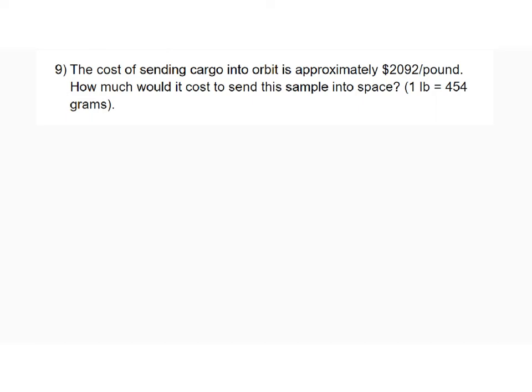Well, we know how many grams the sample is. It's 14.95 grams. But we want our answer to be in dollars, so I'm going to have to convert my grams into dollars somehow. Well, I'm given the cost, but I'm given the cost per pound. My measurement isn't in pounds, it's in grams. So I'm going to have to convert the grams into pounds, and then I can use the cost per pound to figure out how much it will cost.